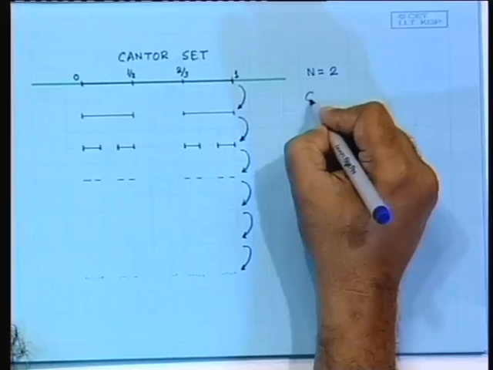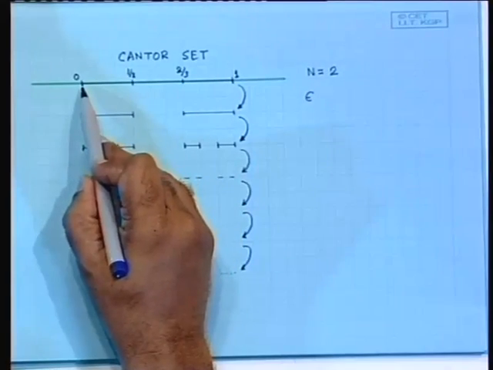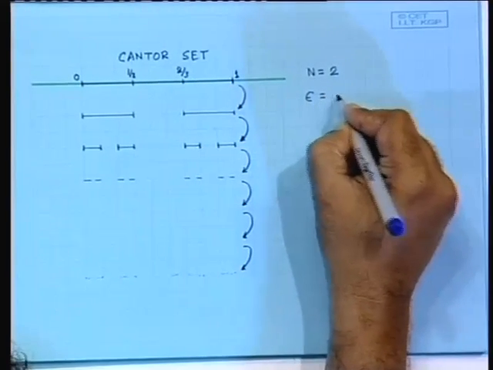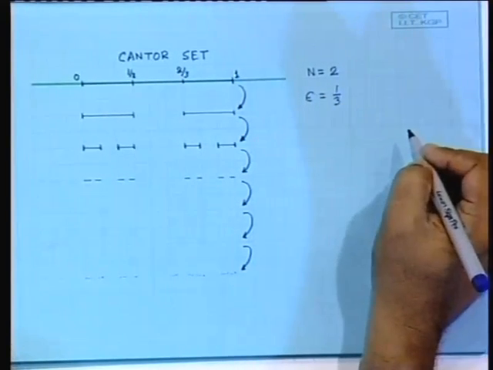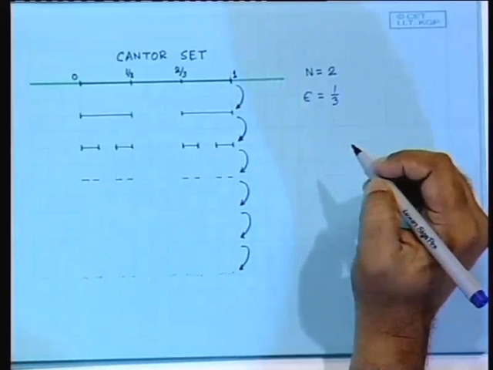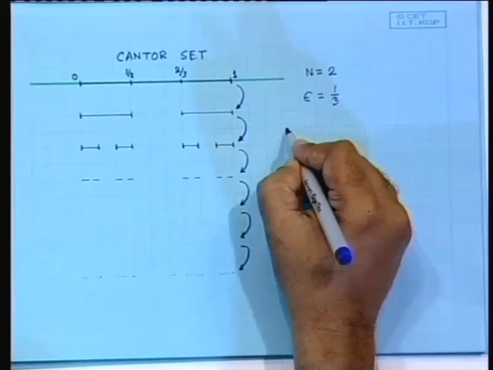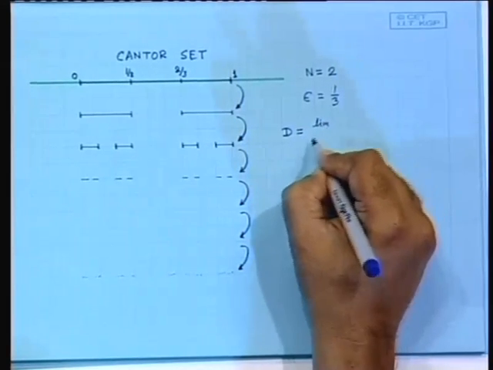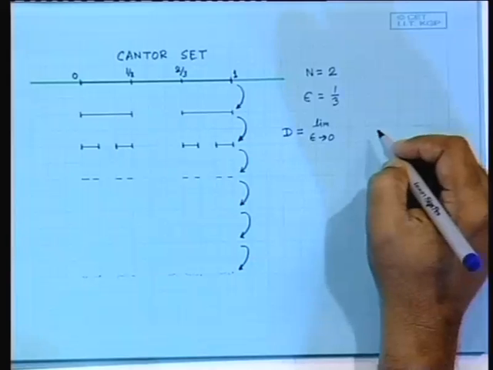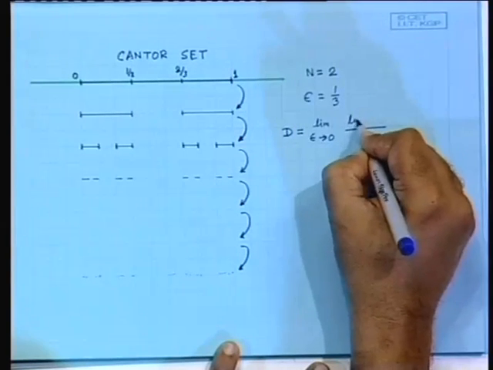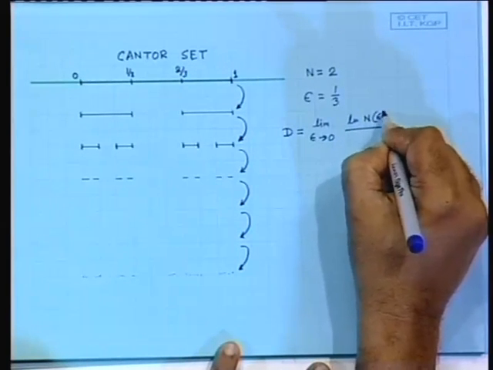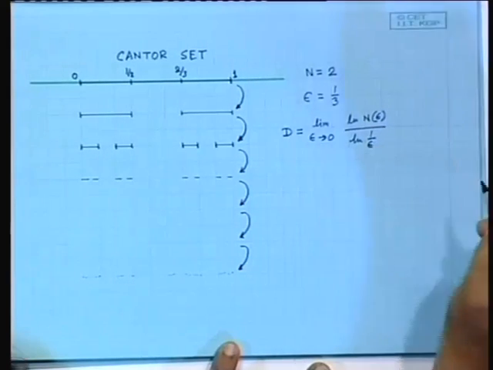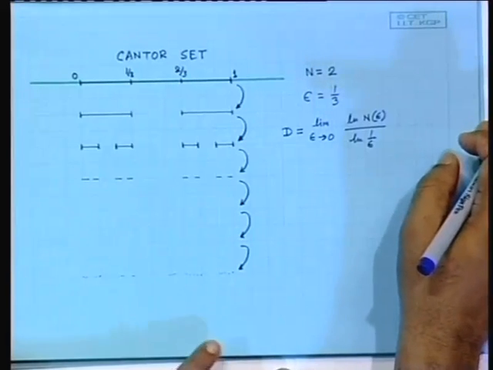And what is our epsilon? Epsilon is 1/3 of the whole range. The range is 1 and therefore 1/3 of that. So, epsilon is 1/3. So, by the definition of dimension that we have already learnt about, dimension is limit epsilon tending to 0, ln n of epsilon, a function of epsilon, divided by ln 1 by epsilon. That is what we have learnt as the definition of dimension.